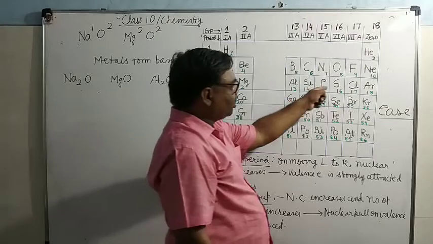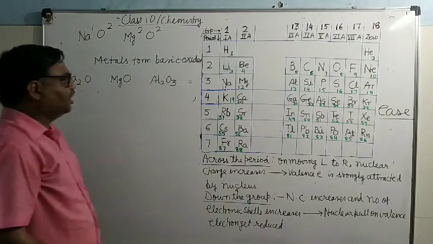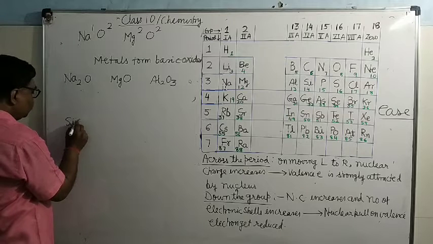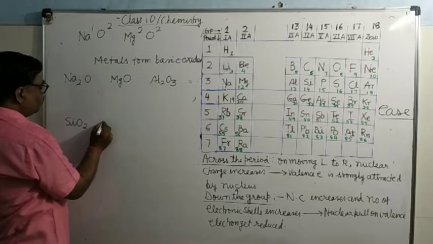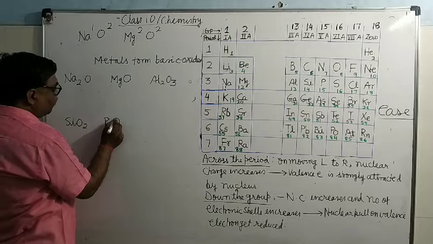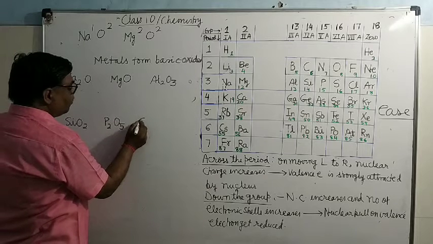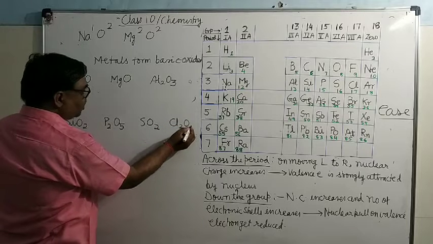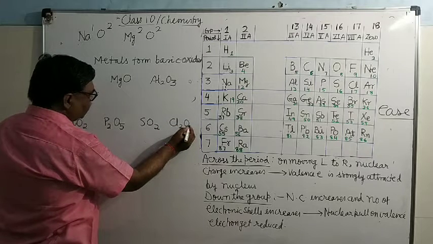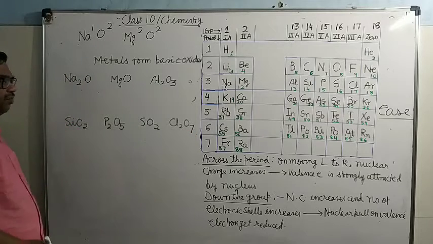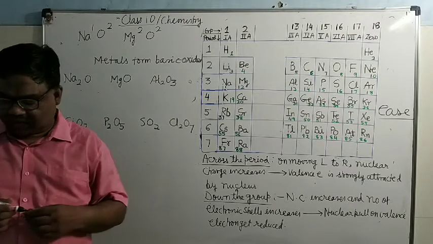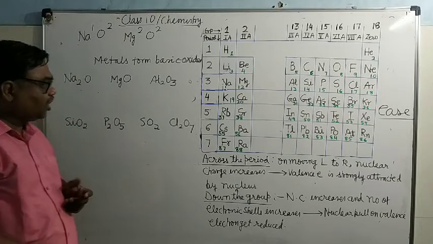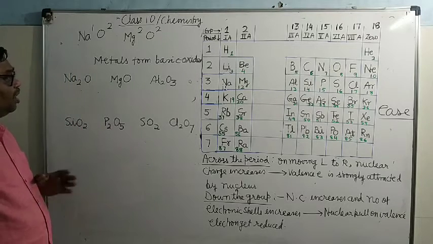Similarly, you can write about Si, P, S and Cl. Silicon, here it will be SiO2. Then phosphorus, it is P2O5. Is it clear? Then sulfur, SO2. And then chlorine, it is Cl2O3 or Cl2O7. I guess it is Cl2O7, though I don't know exactly. But it is just Cl2O7. So you can see here.